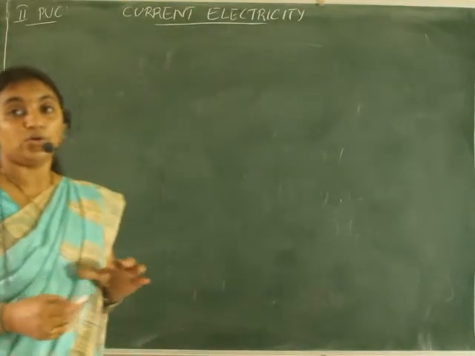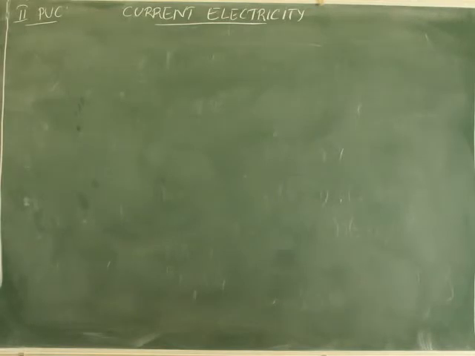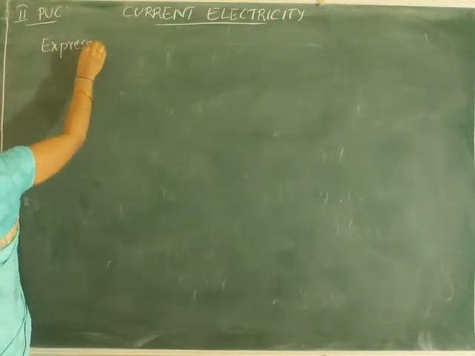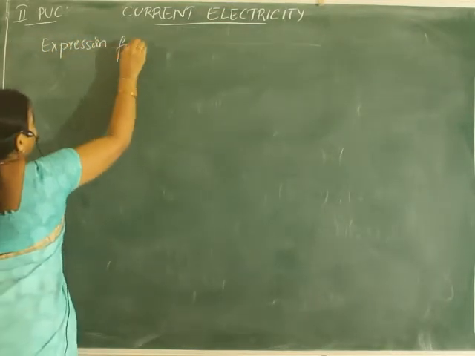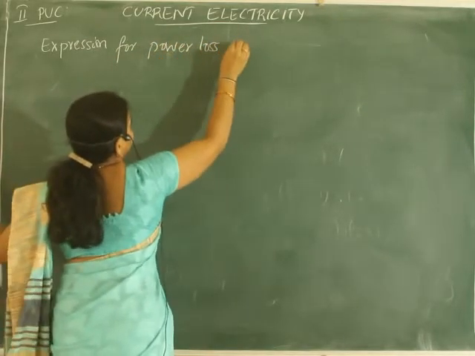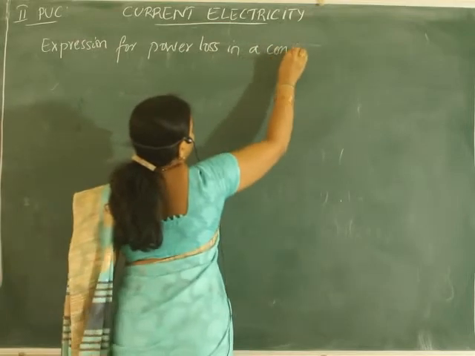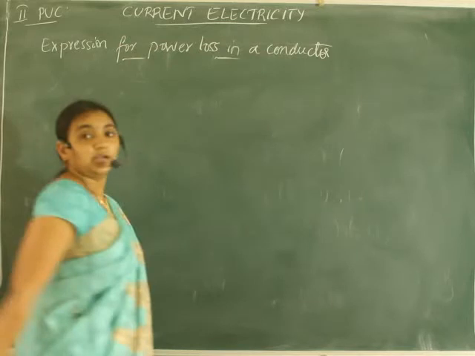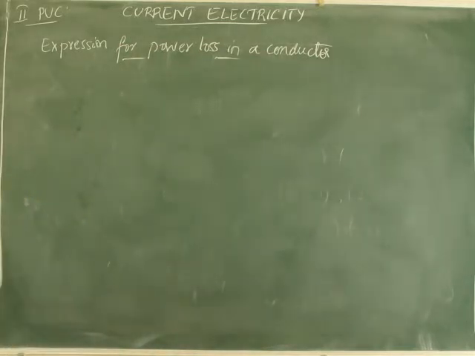Next. Now, I said there will be a power loss in a resistor. So now what we are going to do is find the expression for power loss in a conductor. Expression for power loss in a conductor.